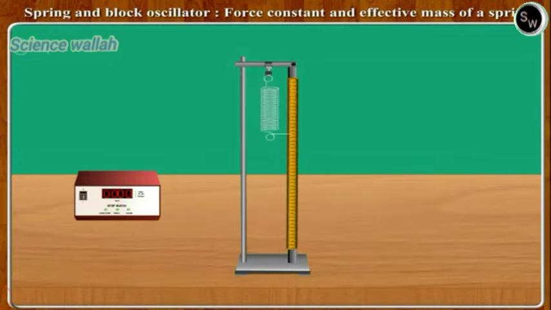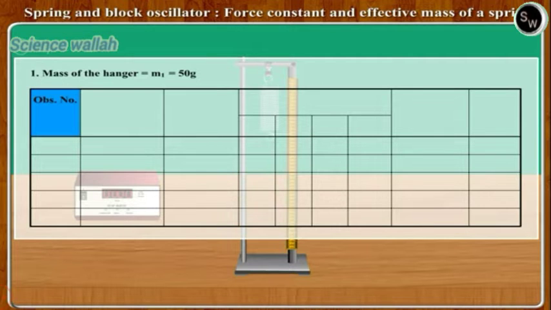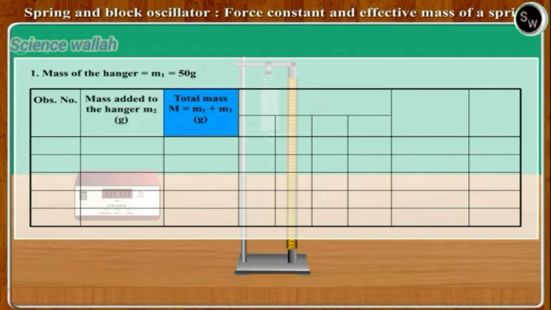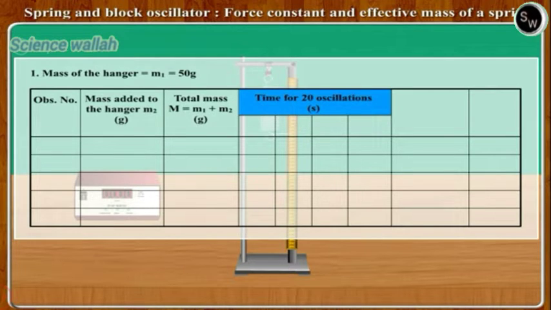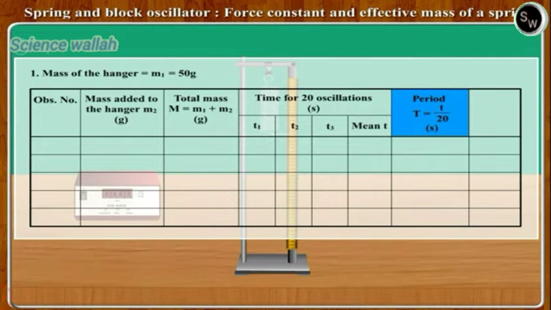First of all, let us draw a table with columns: observation number, mass added to hanger m2 in gram, total mass, that is capital M is equal to m1 plus m2 in grams, time for 20 oscillations with 4 subcolumns, 3 for observations and the 4th for mean t, period T, that is capital T, is equal to t upon 20 in seconds, and T squared in second squared.